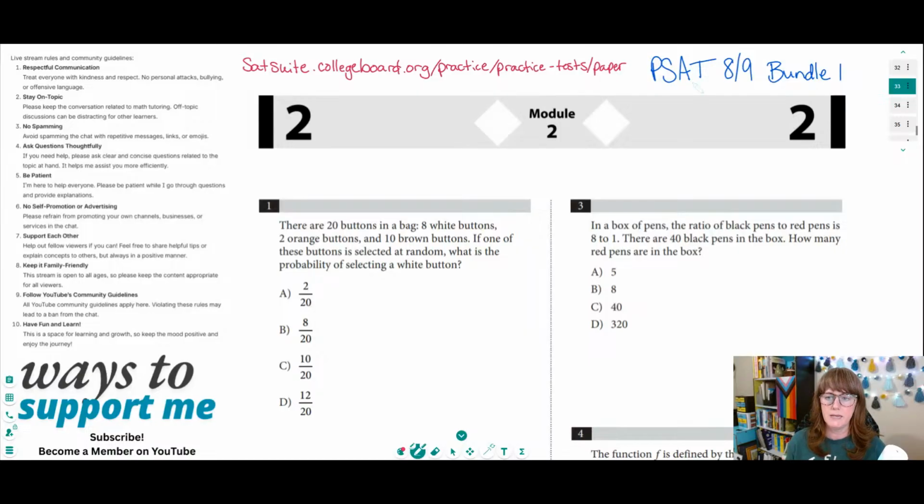We are doing the PSAT 8-9 Bundle 1, and we're starting with Module 2 today. So we're doing Module 2 for both. I figured Module 2 is probably the one that is maybe not covered as much. People will just start with the first module. So I went ahead and skipped down to Module 2. You can use a calculator on the SAT, so I'm going to have my calculator handy. But if you would like to go through those with me, then that is where you can find them.